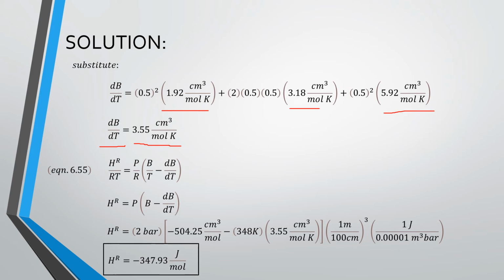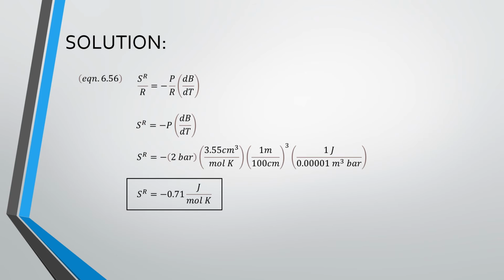Then, we can solve for the residual enthalpy. HR is equal to negative 347.93 joules per mole. Finally, we also calculate the residual entropy. Plugging in the known values, we get SR equal to negative 0.71 joules per mole Kelvin.